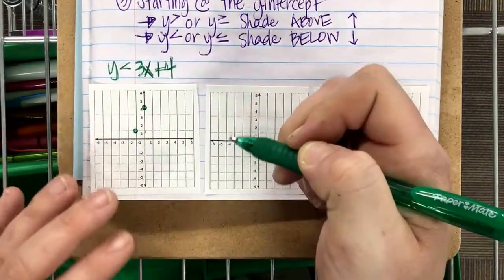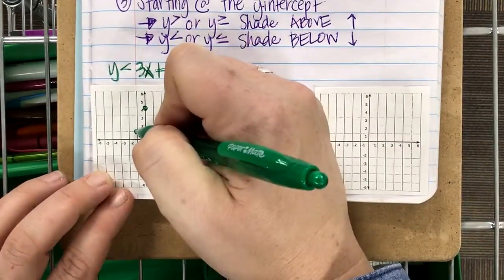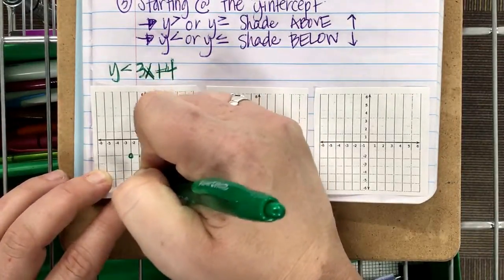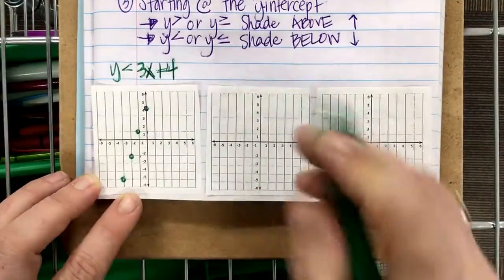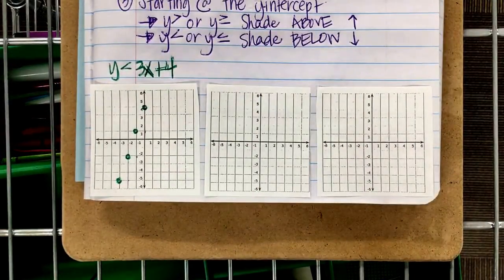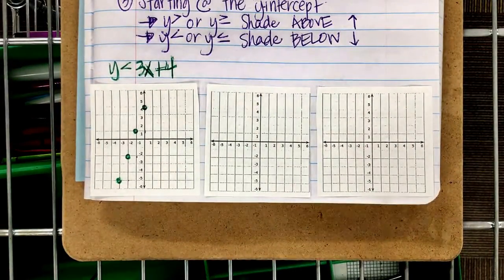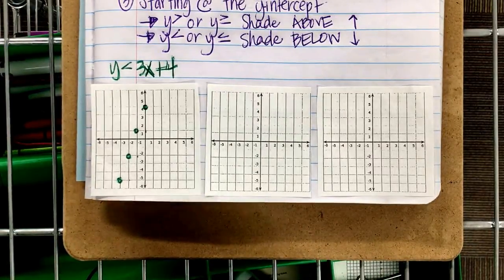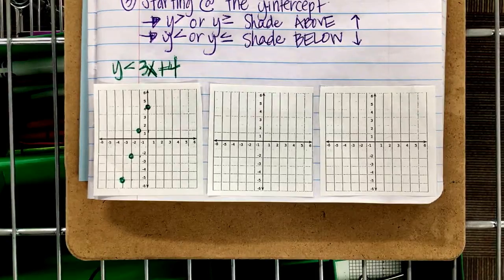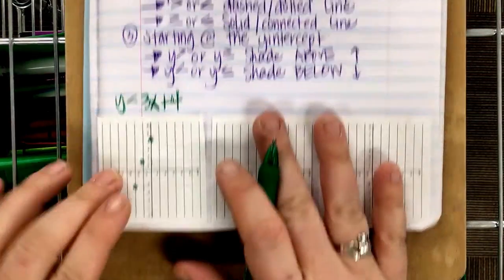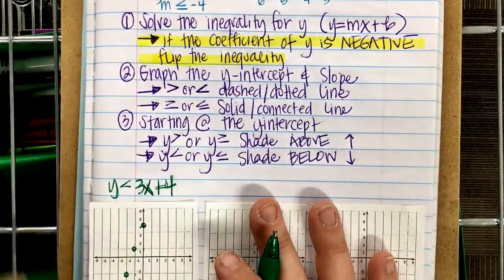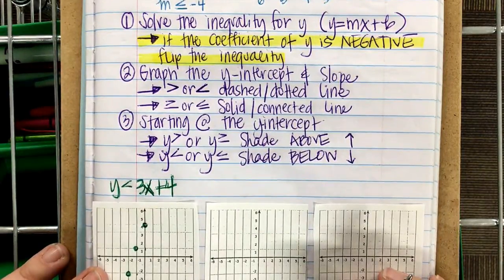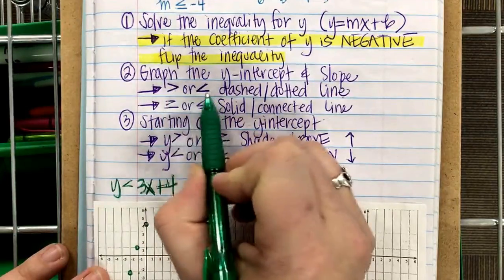Two negatives make a positive. I'm going to do it again. 1, 2, 3, backward 1. 1, 2, 3, backward 1. I fit as many slopes as I can. Now I need to decide, is this going to be connected or dotted? So you look up here. Is it dotted or connected, dashed or solid? It does not have an equal line.